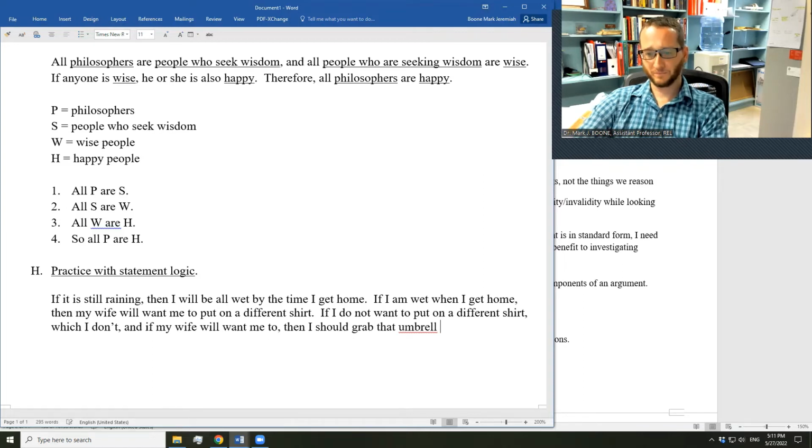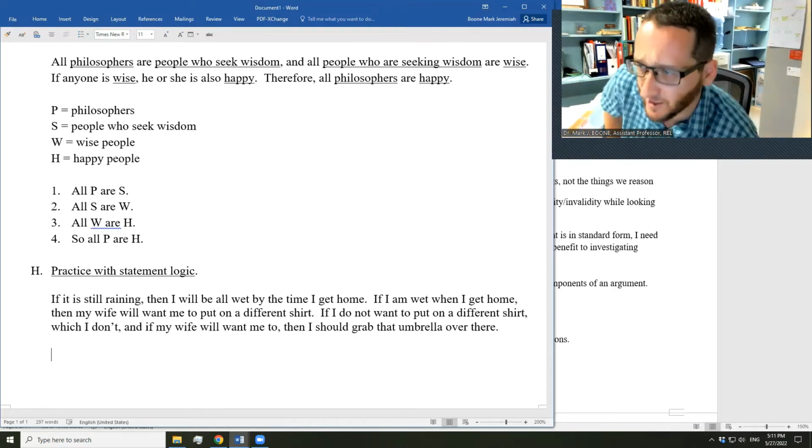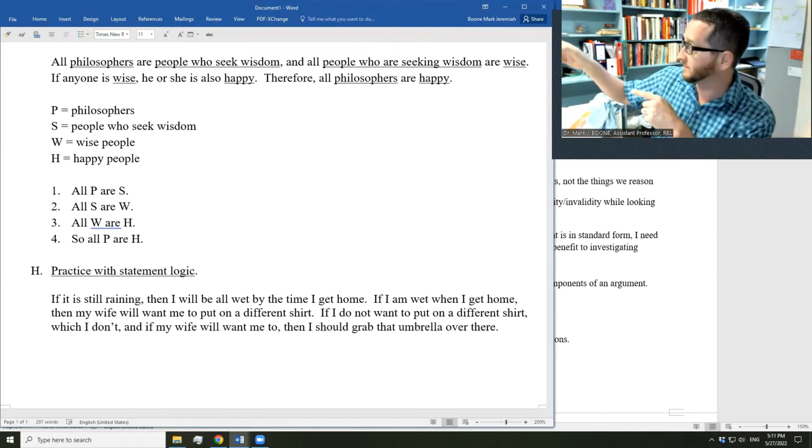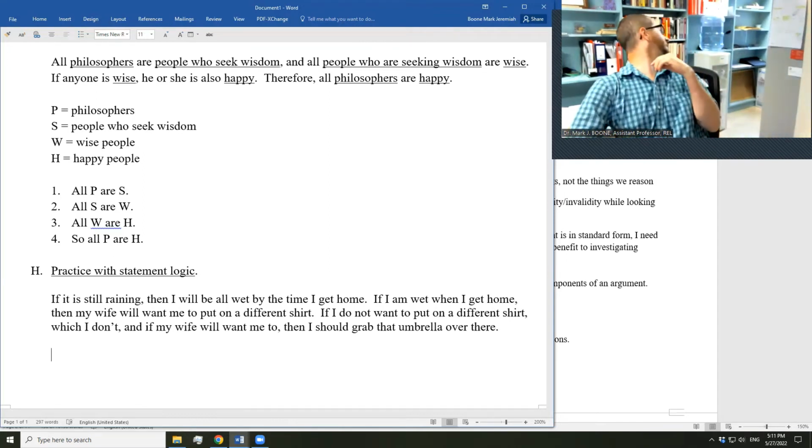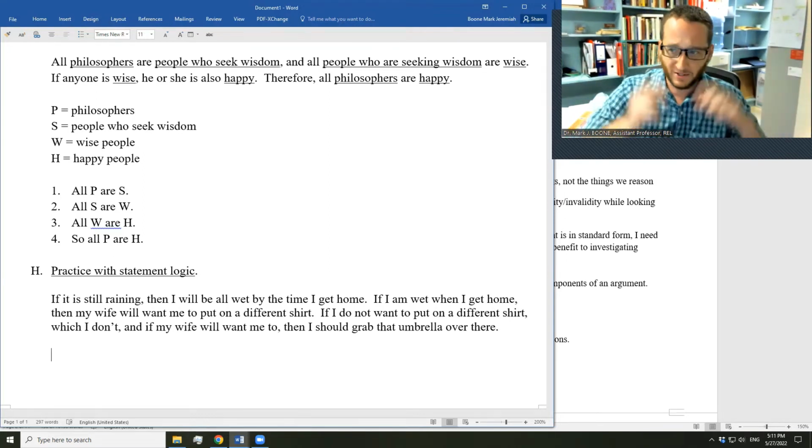There we go. Weird argument. I don't know if it's valid. I'd want to symbolize it first. There's a few complexities in how this argument is laid out, but there is indeed an umbrella over there, in fact, two, and it probably is still raining. But let's look at the argument.